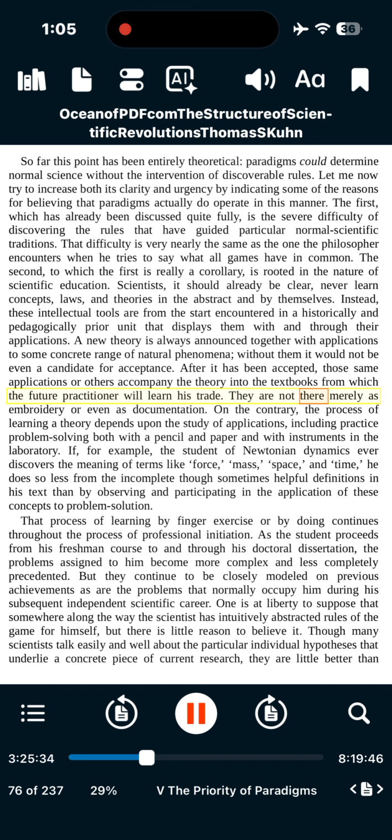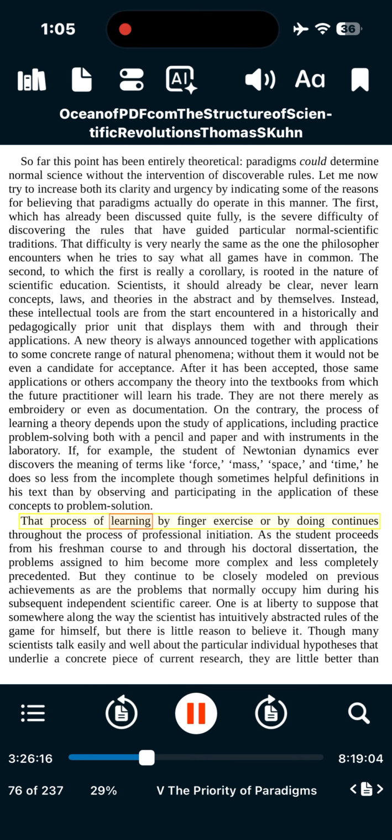They are not there merely as embroidery or even as documentation. On the contrary, the process of learning a theory depends upon the study of applications, including practice problem solving both with a pencil and paper and with instruments in the laboratory. If, for example, the student of Newtonian dynamics ever discovers the meaning of terms like force, mass, space, and time, he does so less from the incomplete though sometimes helpful definitions in his text than by observing and participating in the application of these concepts to problem solution.